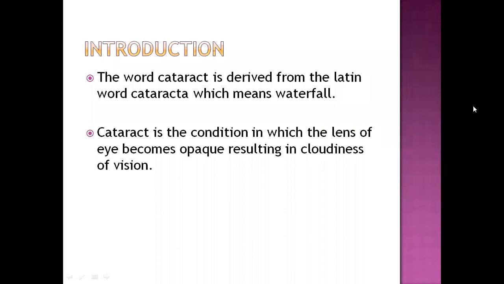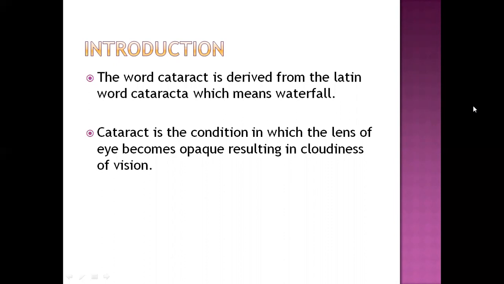The word cataract is derived from the Latin word cataracta, which means waterfall. Cataract is the condition of the eye in which the lens becomes opaque, resulting in cloudiness of vision. Opaque is the opposite of transparent, and because of that opacity, vision becomes cloudy. Vision becomes completely blurred, but that blurred vision develops slowly, gradually.